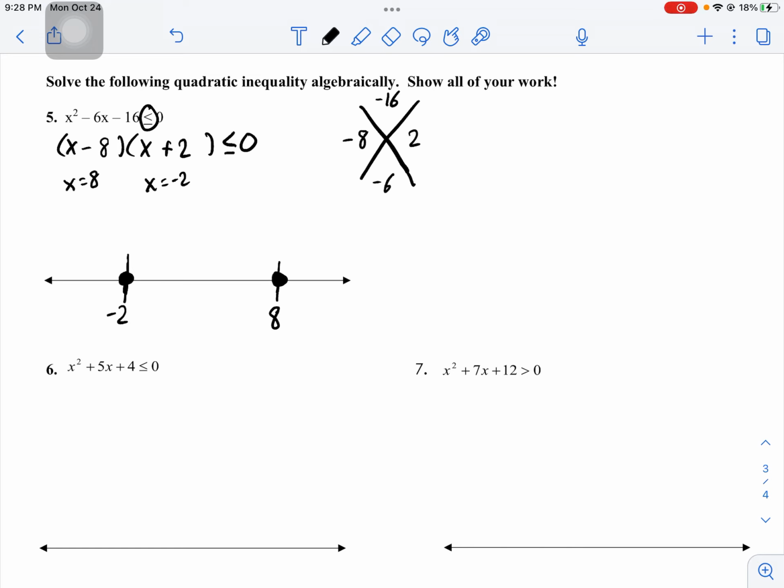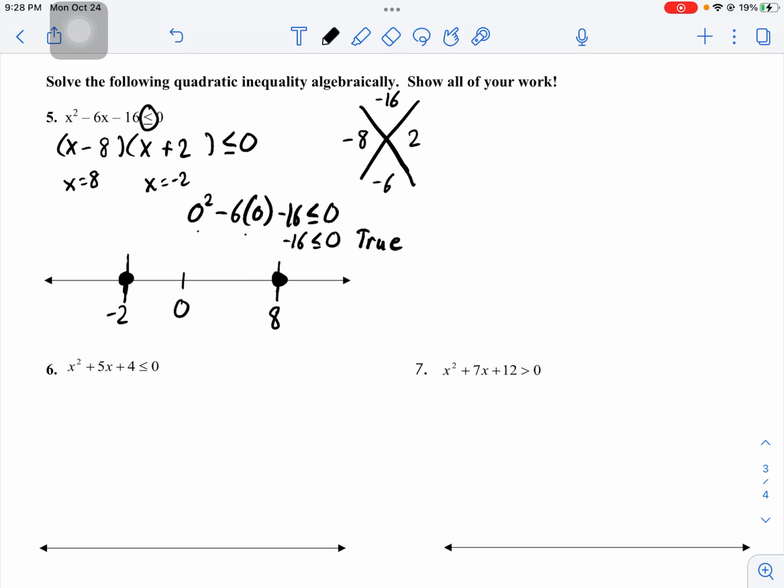Okay, so now that I got those points, now I just need to decide, is it going to be between those two, or is it going to be on the outer parts? So is it going to be in between the points, or is it going to be here and here? So basically you have a 50-50 chance. The way that we're going to figure that out is we're going to test a point in between. Conveniently, 0 is a great point to test. I like to go back to the original problem when I test these. So if I replace my x with a 0, I'd have 0 squared minus 6 times 0 minus 16, and I want to see if that's true. Is that less than or equal to 0? Well, this would be 0, 0, and negative 16. That is, in fact, a true statement.